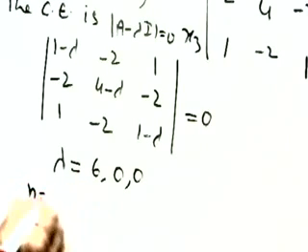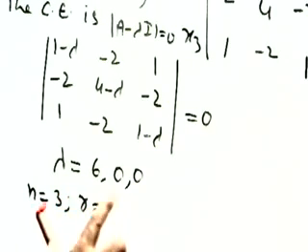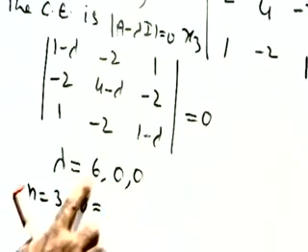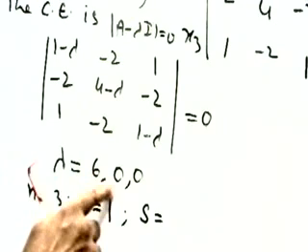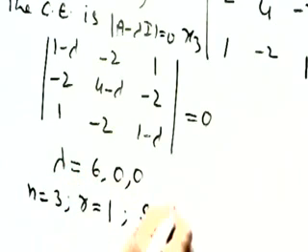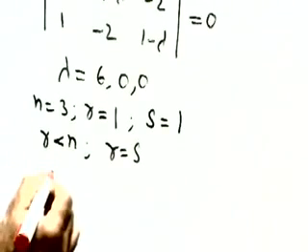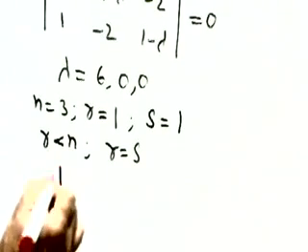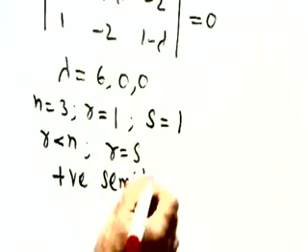Now let me see what is here. First, the number of variables is 3, so n equals 3. Rank: these two are zeros, so we do not count them. So rank is only 1. S means index, the number of positive terms. Don't count the 0. Positive terms are 1. So what is the nature here? R is less than n and R equals S. So we call this positive semi-definite. The nature is positive semi-definite.